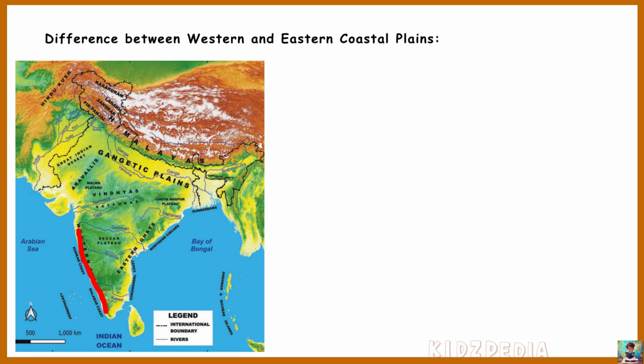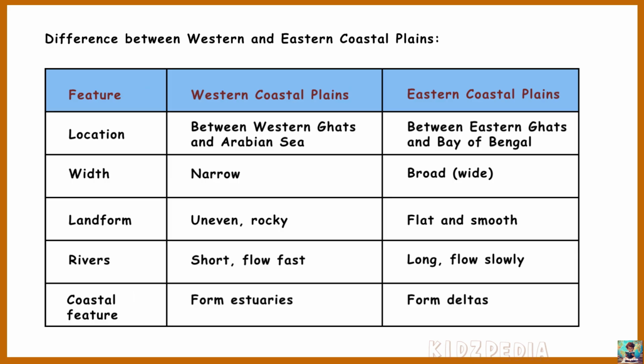Now, difference between western and eastern coastal plains. The western coastal plains are narrow while the eastern coastal plains are wide. The western coast is closer to the Western Ghats while the eastern coast has broader plains between land and sea. The western coast has more rocky and uneven shores while the eastern coast has smooth and sandy beaches. Rivers on the western coast form estuaries while rivers on the eastern coast form large deltas. We will learn what delta and estuary are in the next paragraphs and understand them clearly.